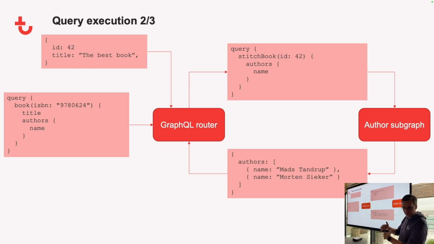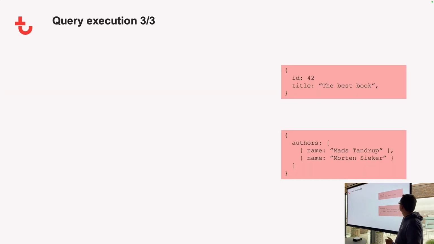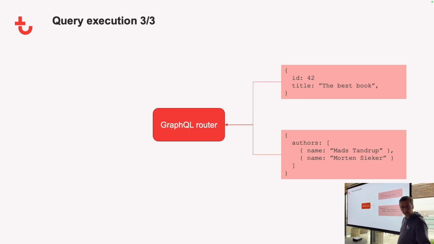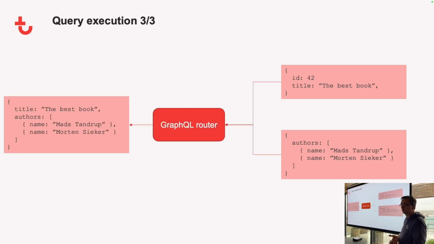Then it replies, here are the authors, and now the router will have these two pieces of data. It will have this from the book subgraph and this from the author subgraph, and then it's just a simple matter of merging that data together and returning it to the client. And that is in essence what schema stitching is about.